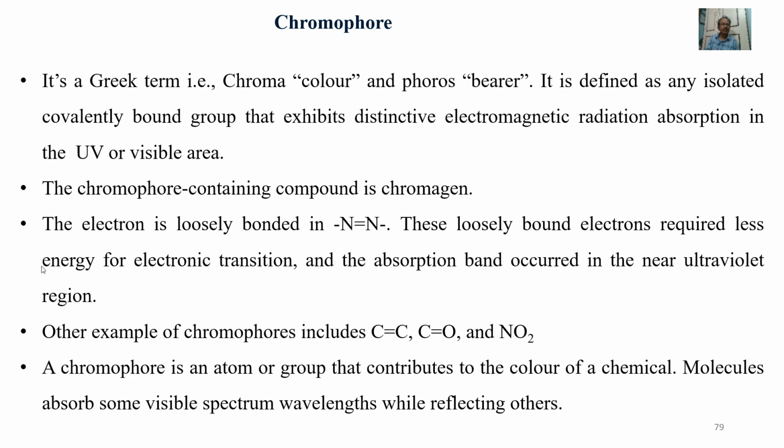The electron is loosely bonded in nitrogen double bond nitrogen. These loosely bound electrons require less energy for electronic transition, and the absorption band occurs in the near UV region. Other examples of chromophores include C double bond C, C double bond O, and NO2.